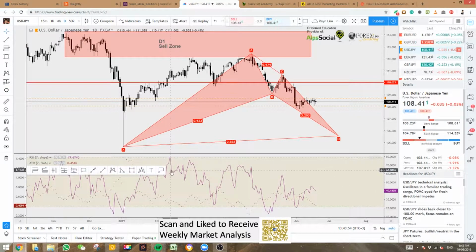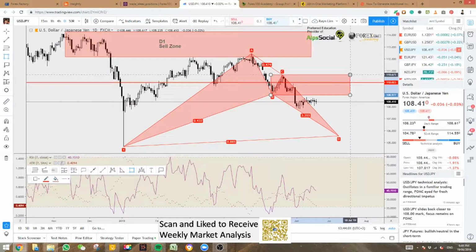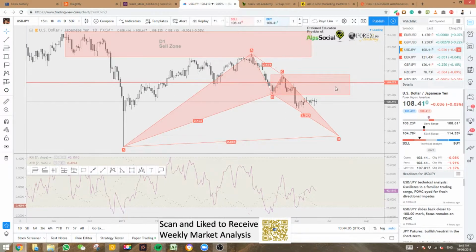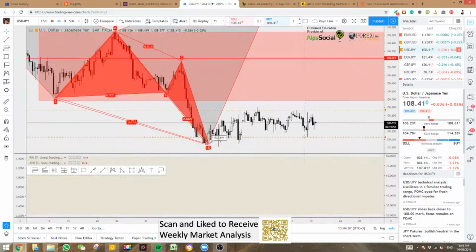If you are looking to sell all the way down, my trade plan is simple. It has to retrace back to this zone. If not, I'm not interested for now. Head down to the 4-hour chart.